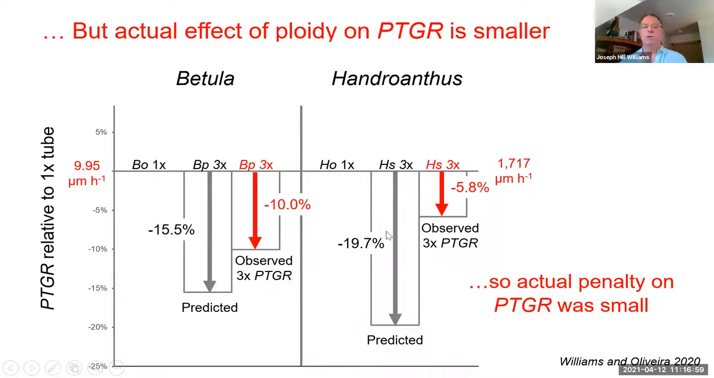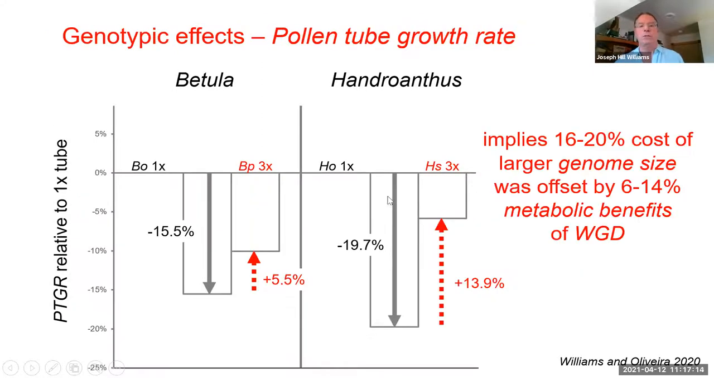But in fact, they weren't quite that much slower. The actual pollen tube growth rates of Betula papyrifera were only about 10% slower. And the actual rates of Handuranthus ceratifolia were only about 6% slower. So why don't the predictions match?